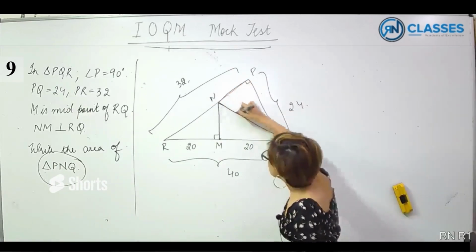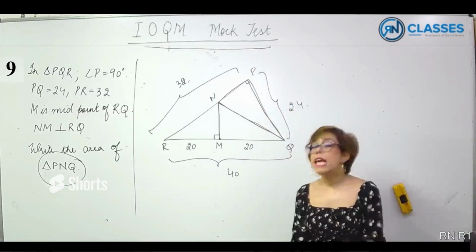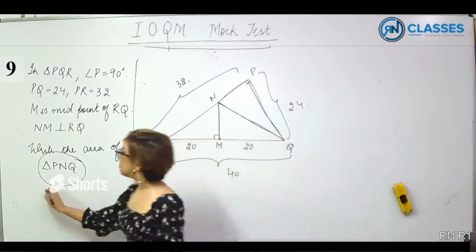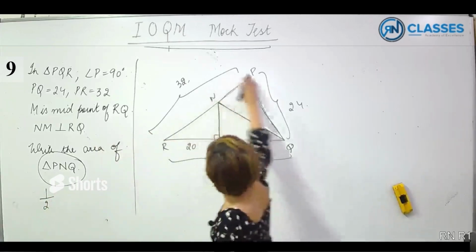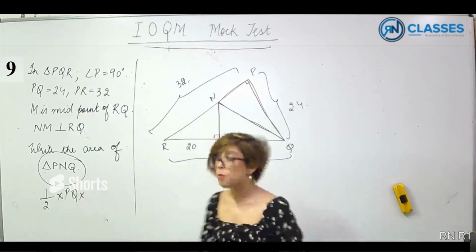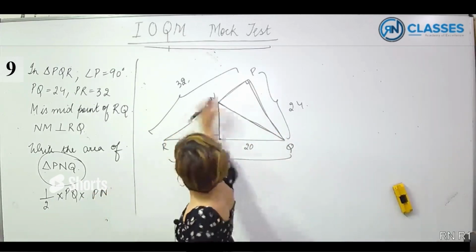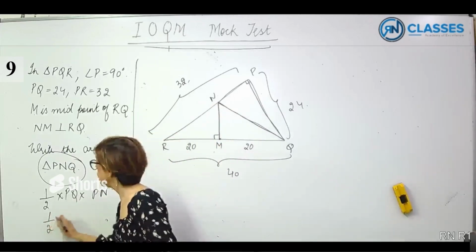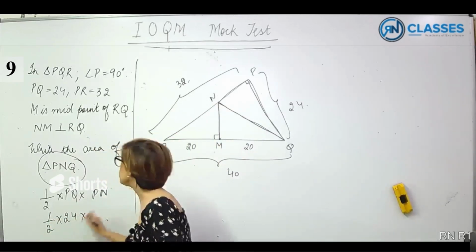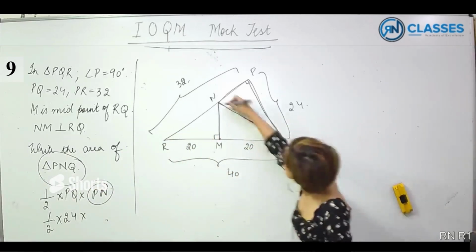This is a very special type of triangle. Why? Because it is a right angle triangle. The area for a right angle triangle is nothing but half base into height. I can take PQ as a base. With regards to PQ as a base, my height would be PN. Right? Now I already know PQ, which is 24. All I need to do is find out the value of PN. Right? Okay. Now PN is this length.